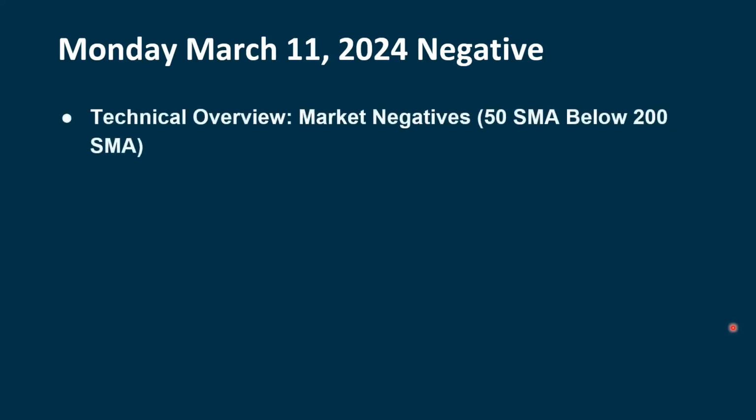Then the last slide here is when I look at things that are negative, this is when the 50-period simple moving average is below the 200-period simple moving average. We have the US dollar index, which has been showing some weakness lately, but has also been in a longer-term downtrend. The CRB index, silver, and the Japanese yen when compared to the US dollar.